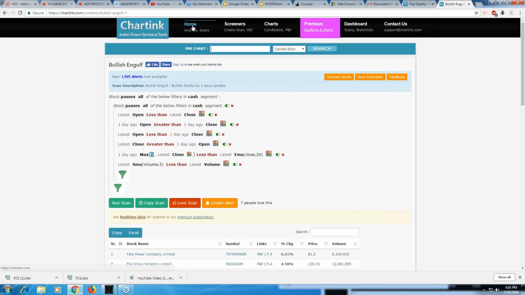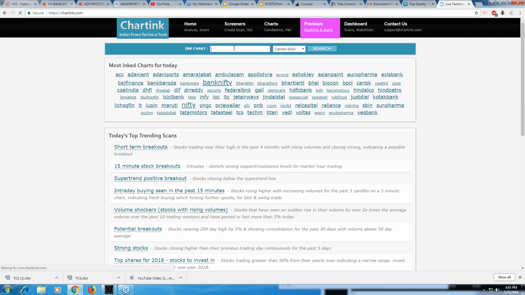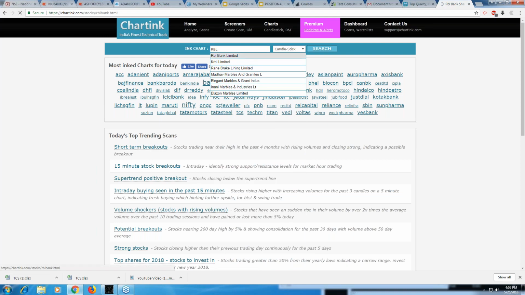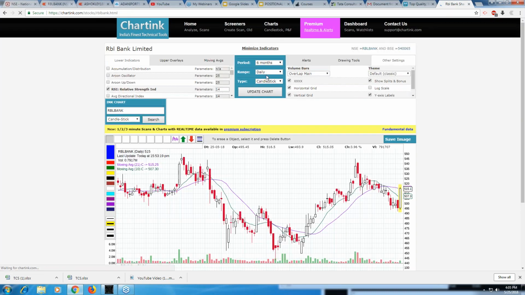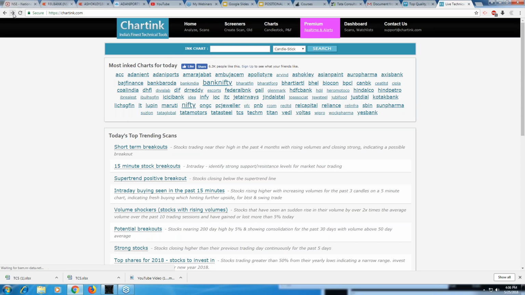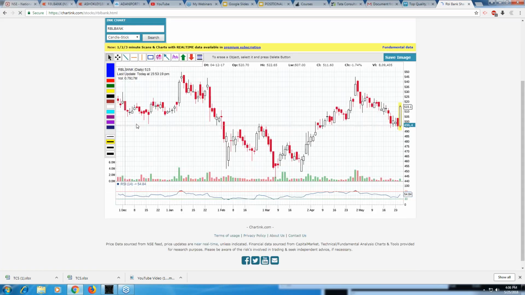You can go to the home and you can draw any graph. Let's say I would say RBL Bank, and this is the graph that RBL Bank has. They've already drawn two moving averages, one is 21, the other is 10, and you can see how it's been drawn. And even RSI you have at the bottom. So this is charting.com, and you have the possibility of changing the parameters that you want.